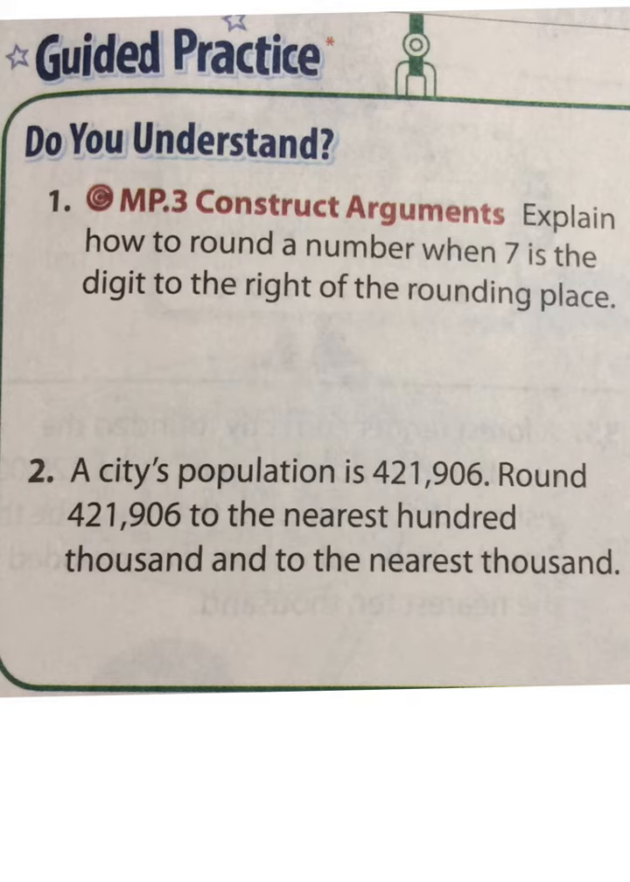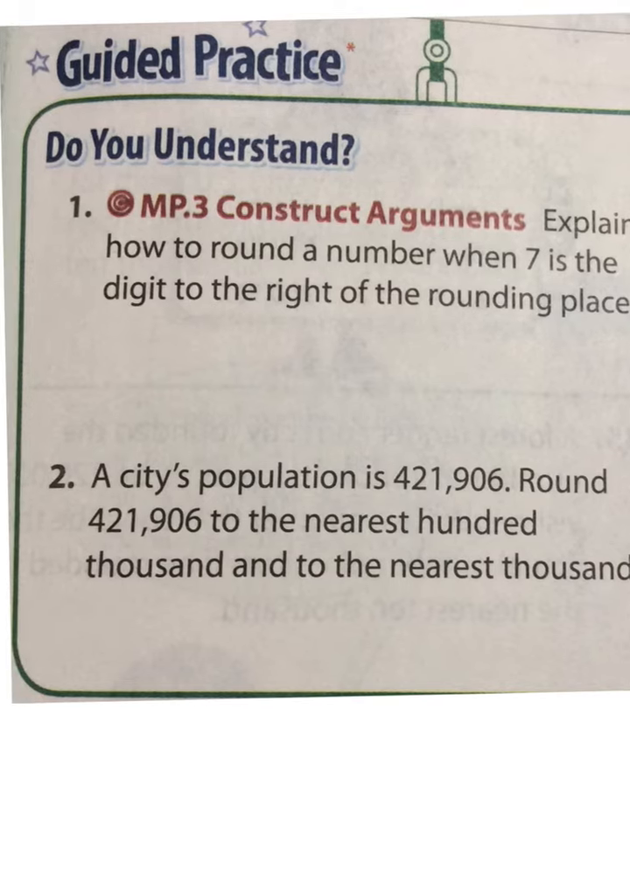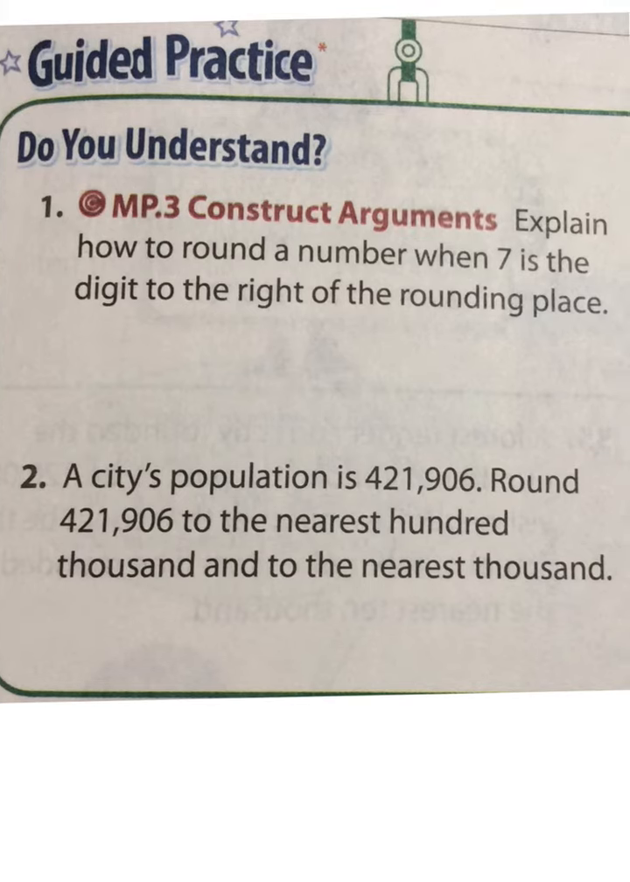Let's do some practice problems together. Explain how to round a number when 7 is the digit to the right of the rounding place. If I have the number 147 and I am going to round to the nearest tens place, underline the digit that is in the tens place. In this case, it would be our 4.